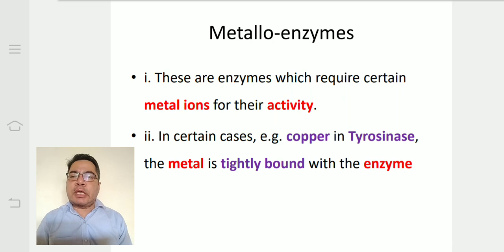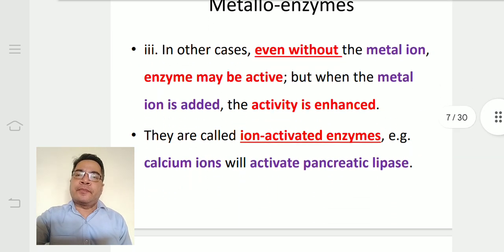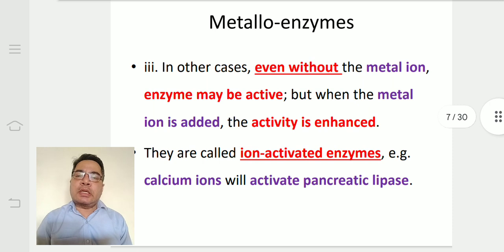Metalloenzymes. These are enzymes which require certain metal ions for their activity. In certain cases, for example copper in tyrosinase, the metal is tightly bound with the enzyme. In other cases, even without the metal ion, the enzyme may be active, but when the metal ion is added, the activity is enhanced. They are called ion activated enzymes. For example, calcium ions will activate pancreatic lipase.